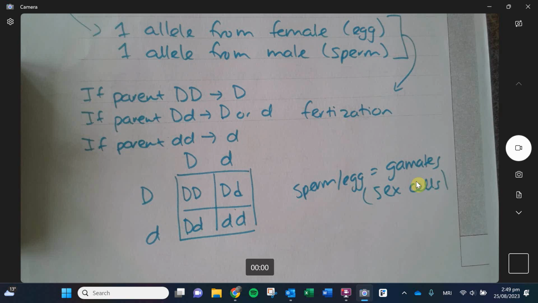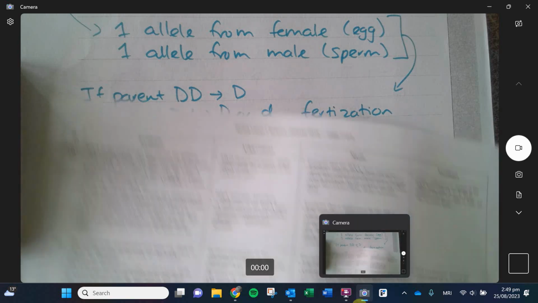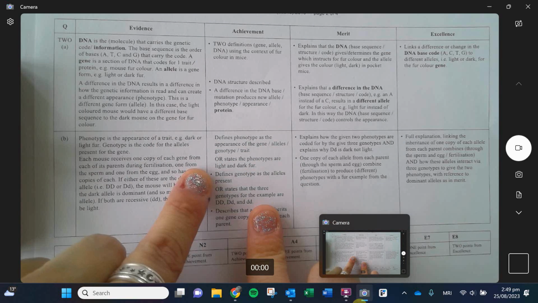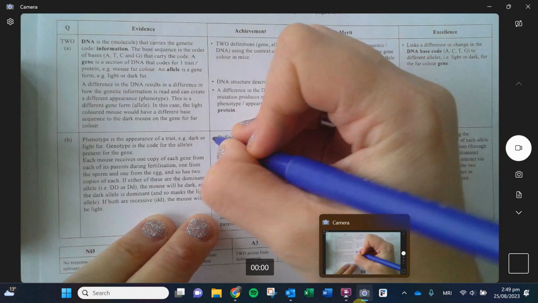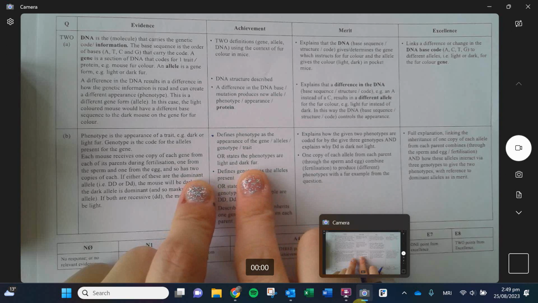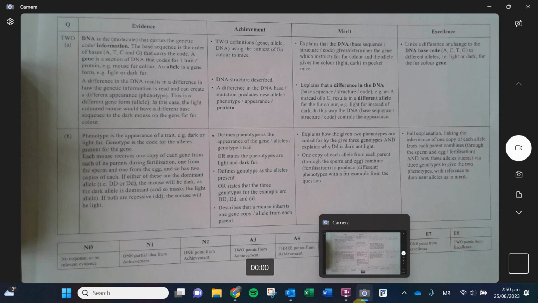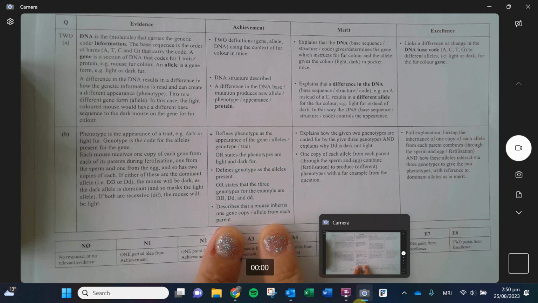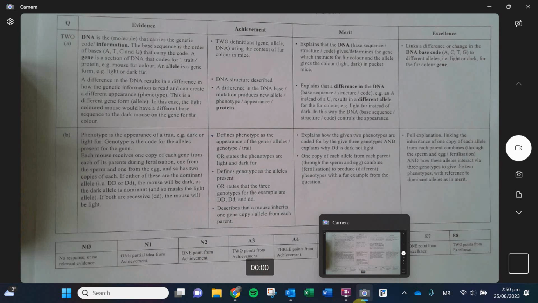All right, let's see how the points break down then. So looking at our points, we have the achieved. It actually looks like there might be 6 here, I think it is just missing a dot. Defines phenotype or states that the phenotypes are light and dark fur, so very, very generous with that question. Second one says defines genotype as the alleles present, or state what the genotypes would be: capital D capital D, capital D lowercase d, lowercase d lowercase d. Last way you could get an achieved is describing how the mouse inherits an allele from each parent. So lots of ways you can get the achieved.